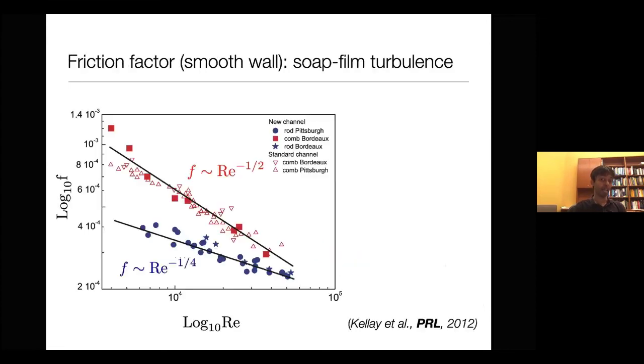So in the same channel, you have two different families of friction behavior, either -1/2 or -1/4. And the only difference between the two, because actually the channels are exactly the same, is the difference in the inlet condition.